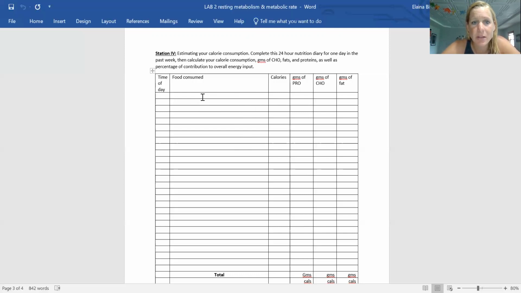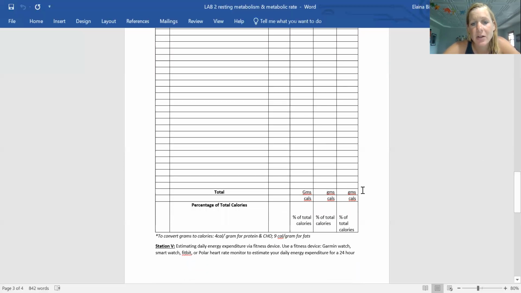So put down your quantities so that you can accurately estimate the amount of calories, grams of protein, grams of carbs, etc. Okay. Down here, notice that it asks you for your total grams of carbs, fats, and proteins, but then it also asks you for total calories as well, okay? So again, you'll look at your total calories in general.